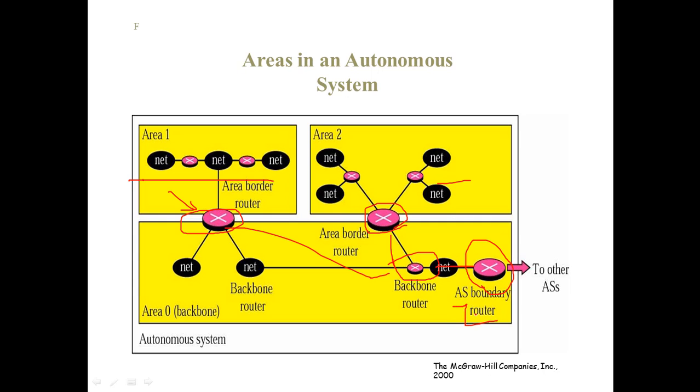With this router, this whole AS will be connected to the other AS. Let's say there is another AS, say another subnet. This subnet will be connected to the other subnet by using this router. So this is the autonomous system boundary router, these are your area border routers 1 and 2, and this is your backbone router. This is very important, because if this goes down, all these areas and the devices within them, and this AS basically, will go down as well.